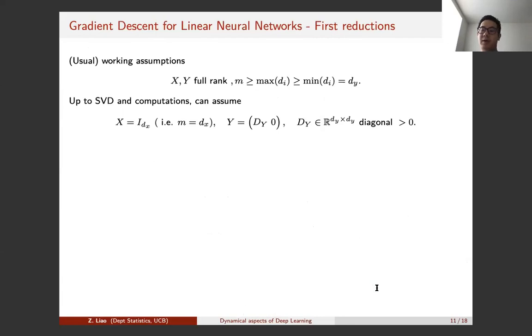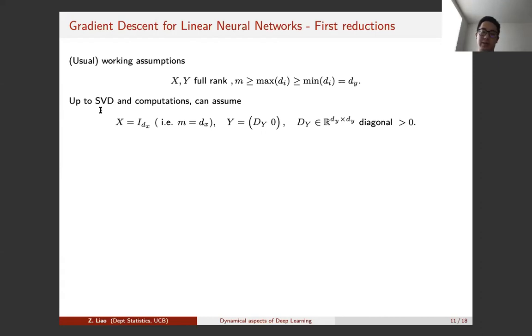So we'll first do some manipulation to simplify the problem, okay? We'll be working under the following classical assumptions: that X, Y are both full rank. Otherwise, we can reduce to problems of smaller dimension. And we also impose some condition on the dimension of the problem.